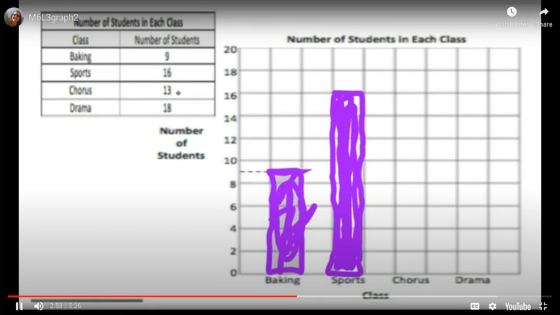All right, chorus class is 13. Again, 13 is an odd number. So 2, 4, 6, 8, 10, 12, 14. 13 is halfway. I'm going to make an imaginary line halfway in between 12 and 14. And that's where I'm going to draw the top of my chorus bar.